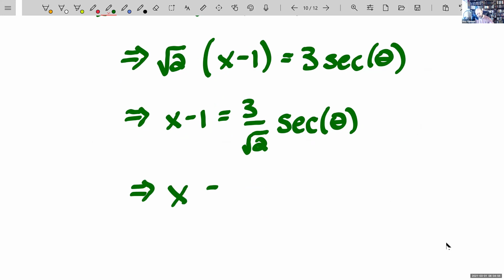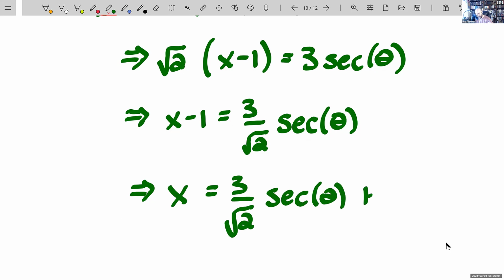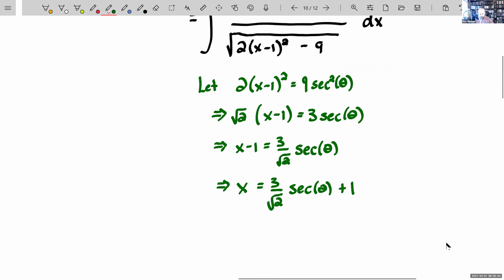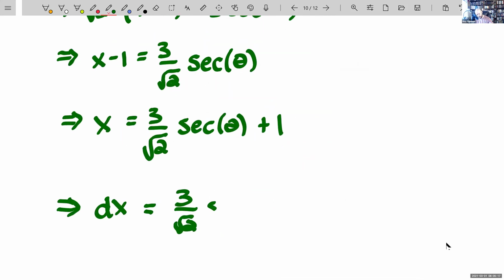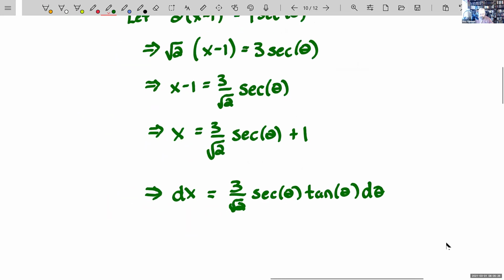Again, it's because I saw that numerator has an x in it. So what are you going to do? You just have to isolate x. You're going to have to do it anyway. Might as well just do it right now. Now we take the differential of both sides to figure out what dx is. Well, that's 3 over root 2 times the derivative of the secant, which is secant tangent, d theta. Derivative of 1 is 0, so we don't have to worry about that.